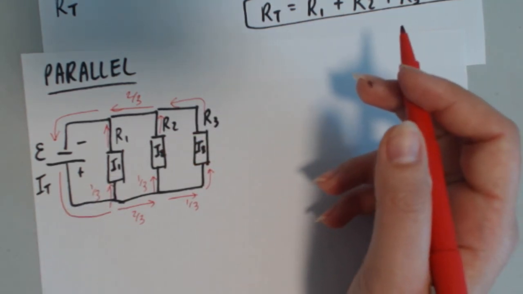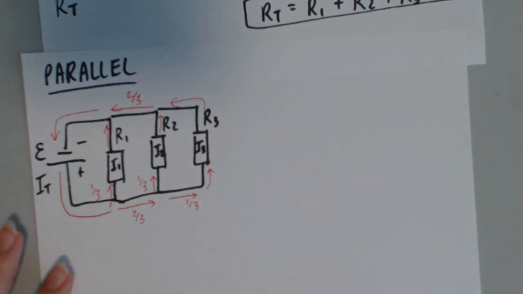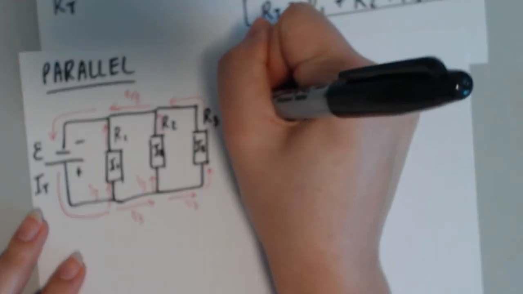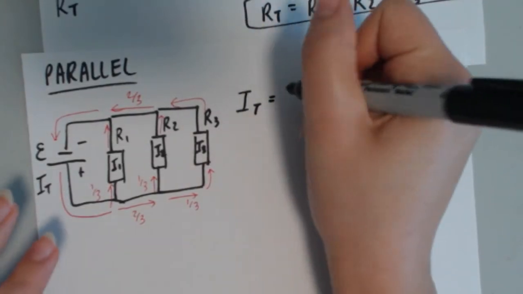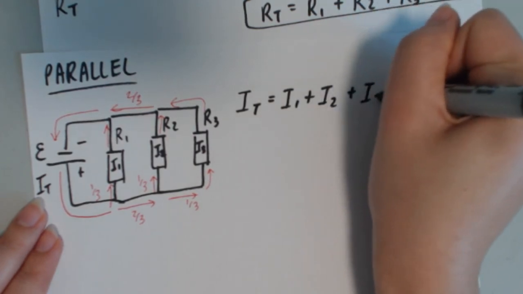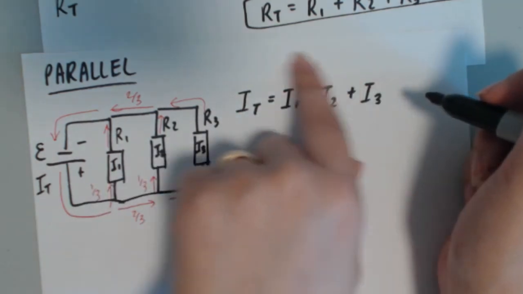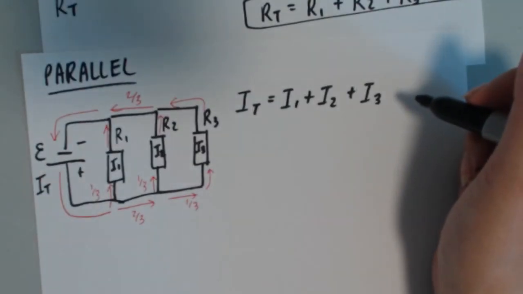But for now, we're just going to assume they're all the same resistance. But regardless, this formula will still hold even if they're not. And that is that the total current that goes through the battery is equal to the sum of I1 plus I2 plus I3. Regardless of how it's split up, whether it's even or not, this will always be true.